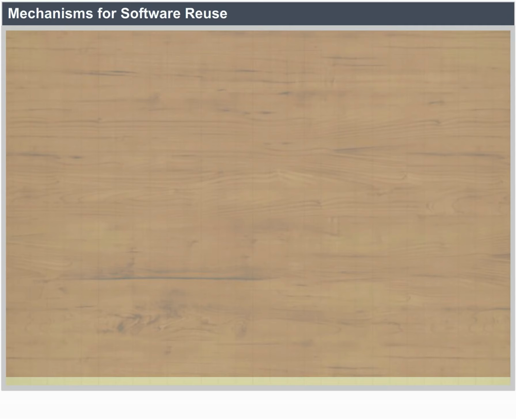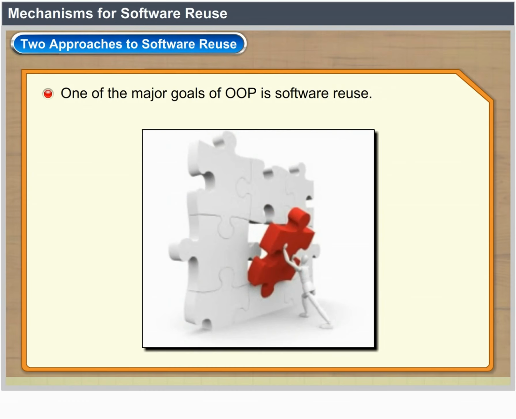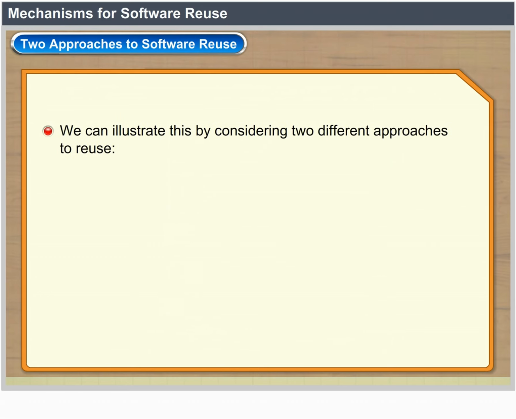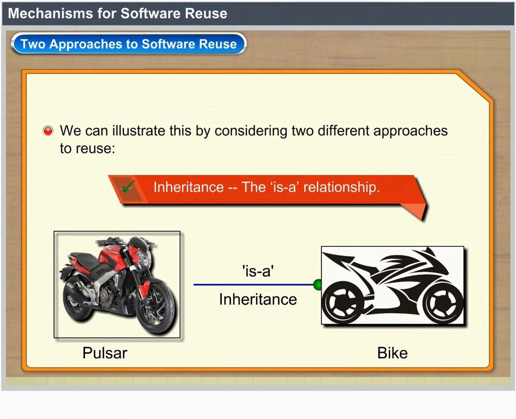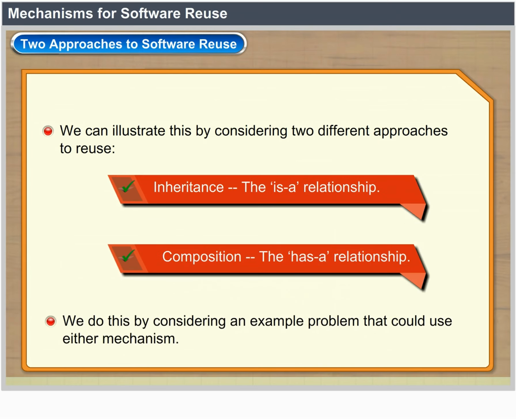Mechanisms for software reuse. Two approaches to software reuse. One of the major goals of object-oriented programming is software reuse. We can illustrate this by considering two different approaches to reuse. Inheritance, the is-a relationship. Composition, the has-a relationship. We do this by considering an example problem that could use either mechanism.